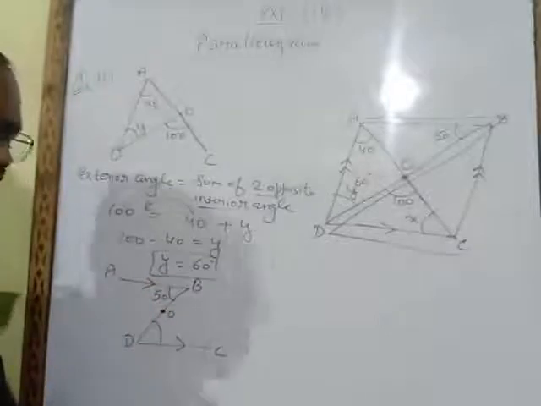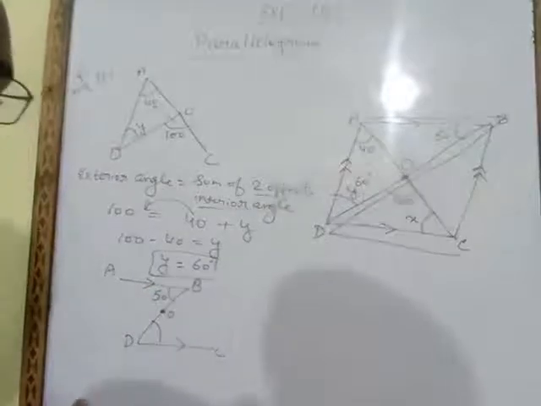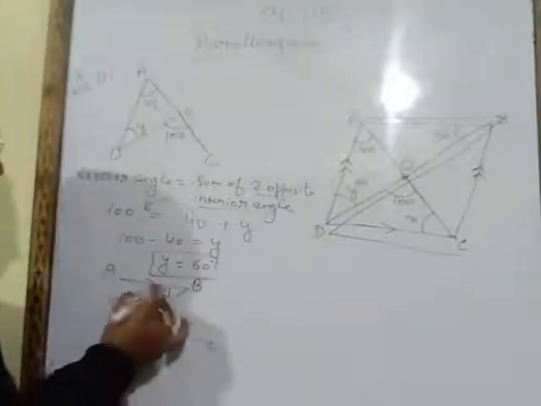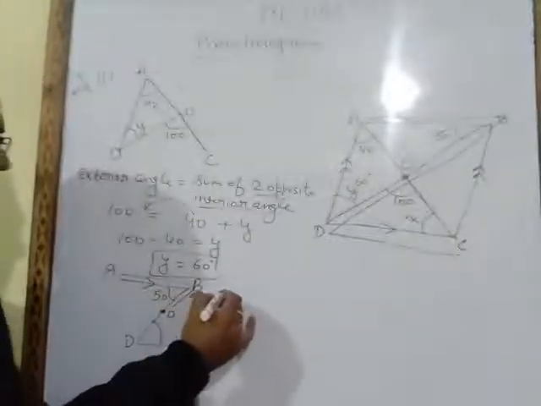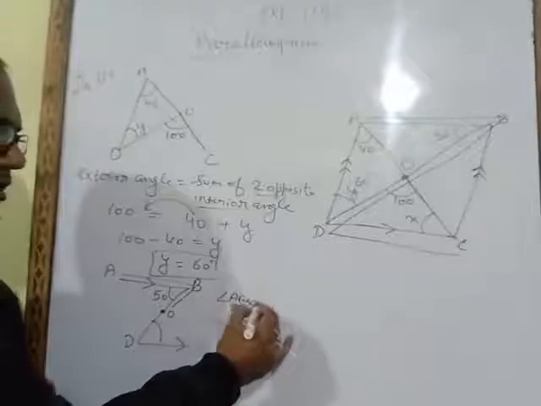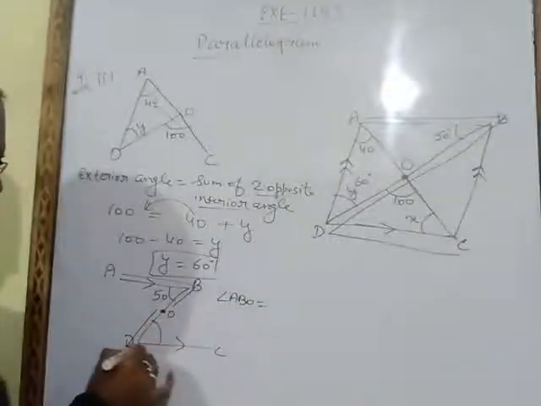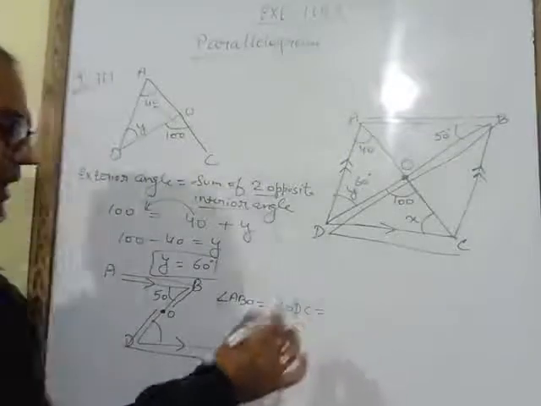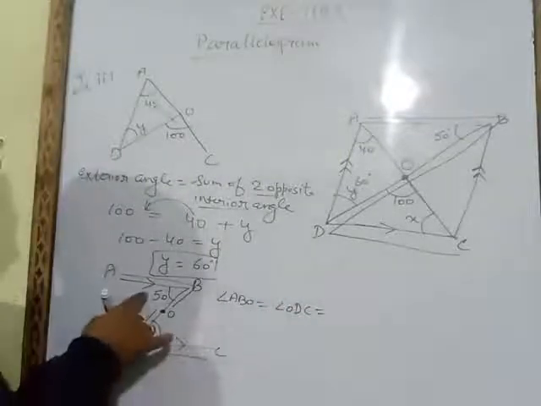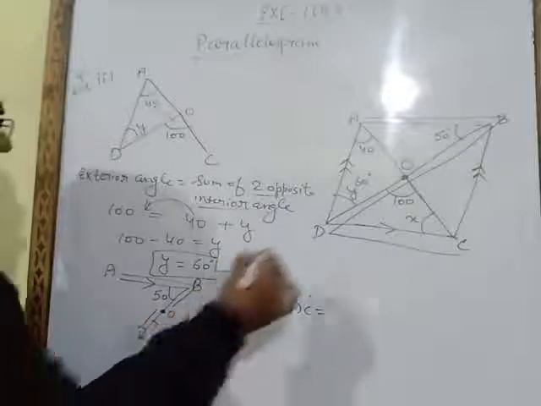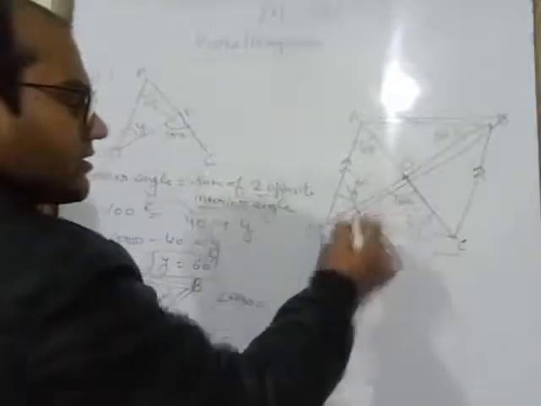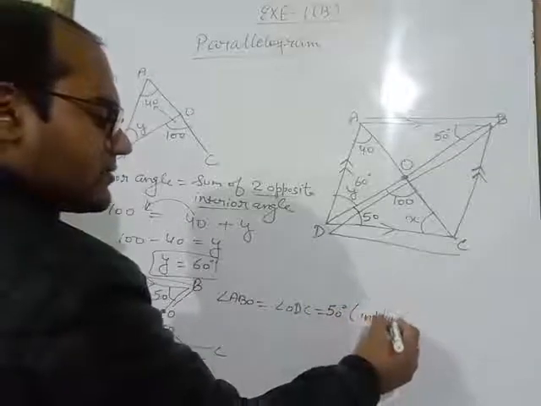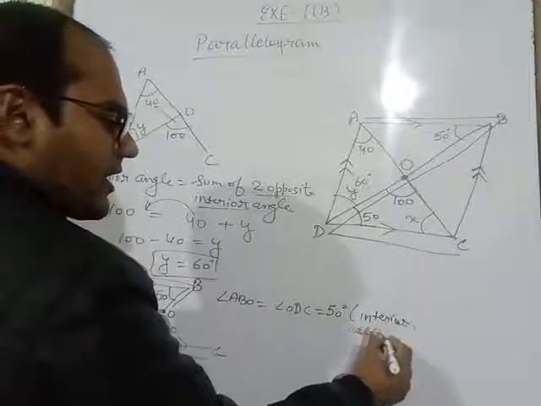So this is the Z formation. Parallel lines are also there. We have to take the Z property. Z means the interior alternate angle property we will use. Angle ABO is equal to angle ODC. These two angles will be equal to 50. This is 50, so we will say this angle is also 50 degree. Both are 50 degree because these are interior alternate angles.